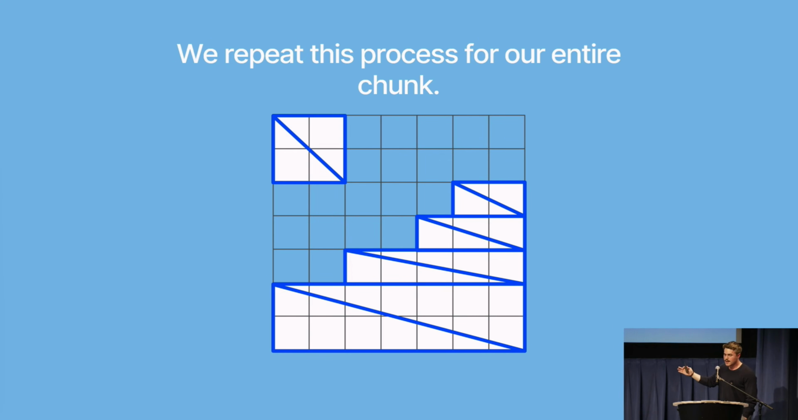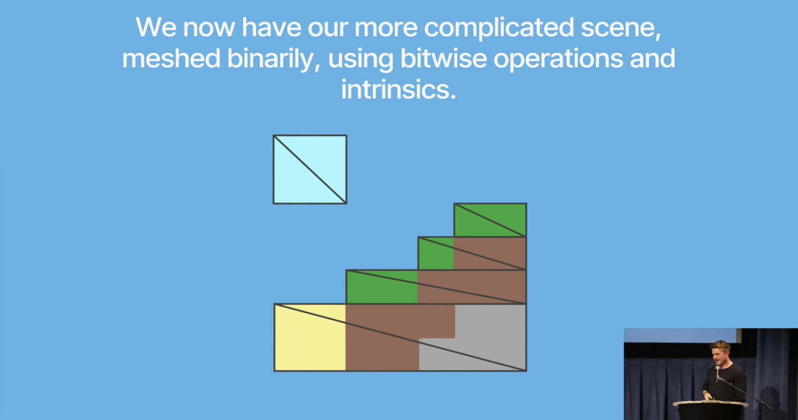If we continue this for the rest of the scene, we have our completed scene. It's binary, it's fast, wow. We now have a more complicated scene, meshed binarily, using bitwise operations and intrinsics, right? So that's really, really fast, probably, because these 64-bit integers are perfect for that. So let's talk about speed.